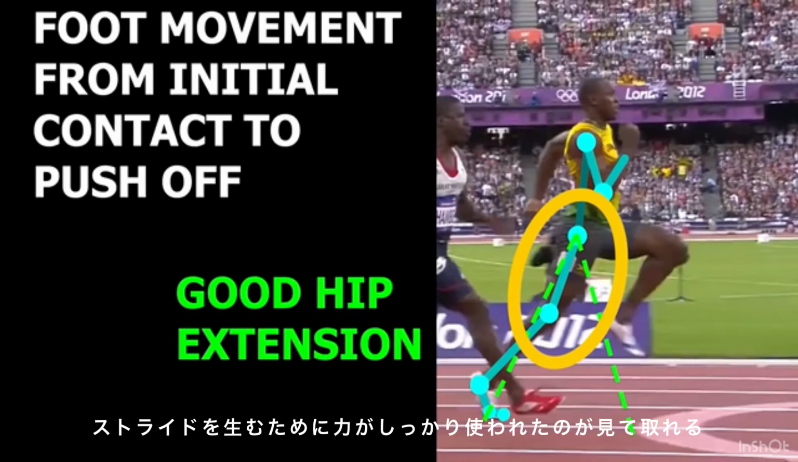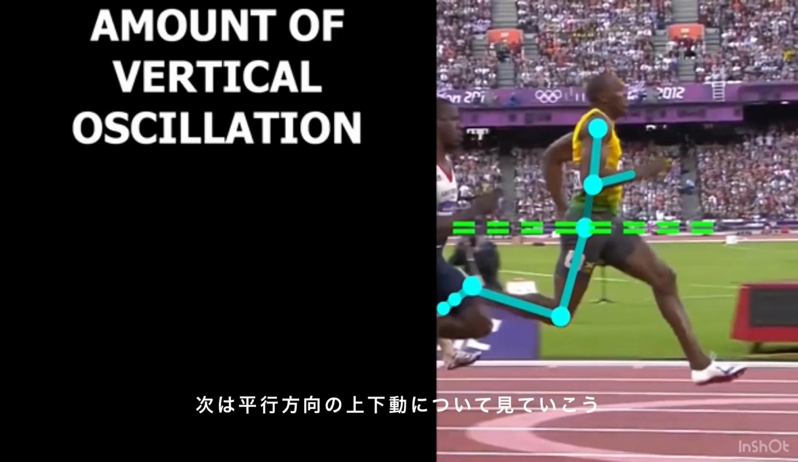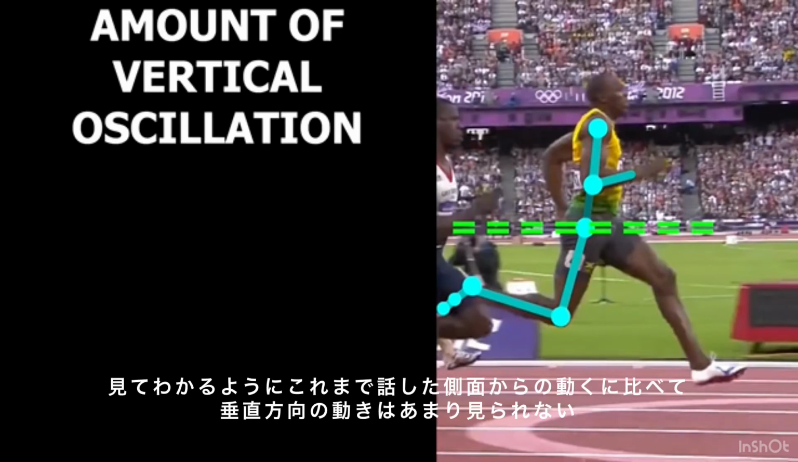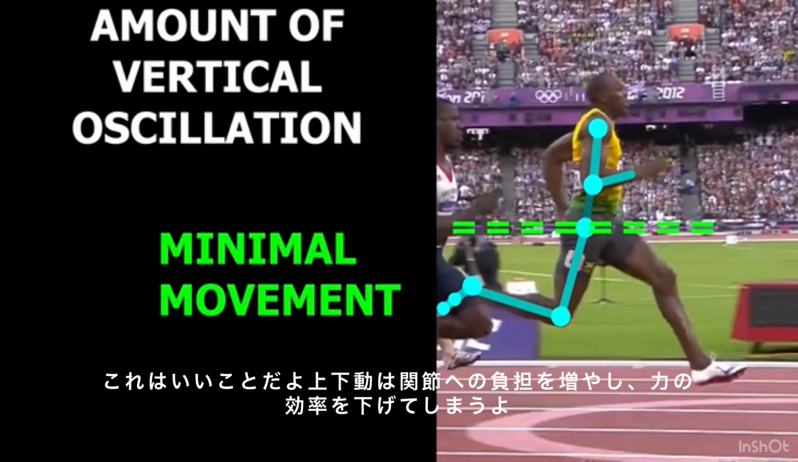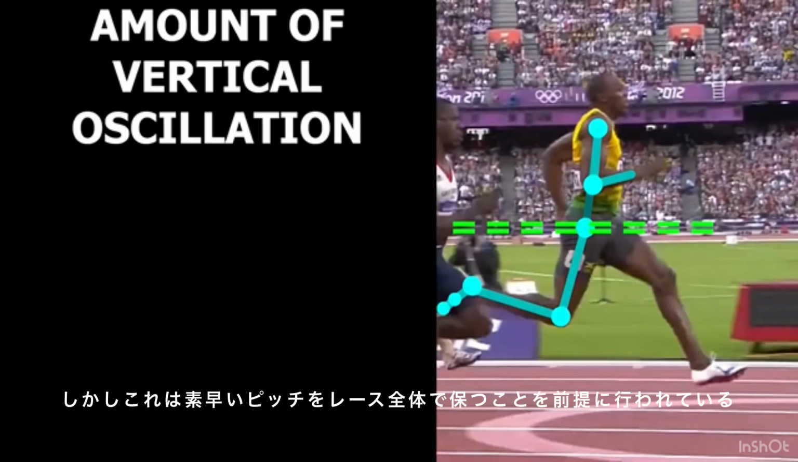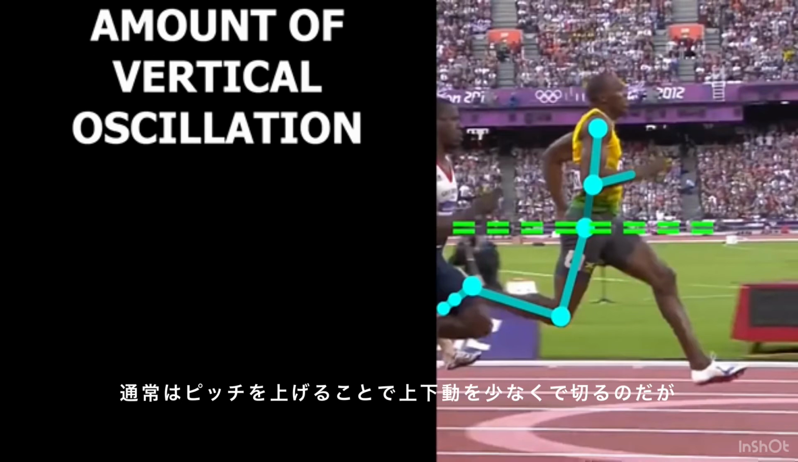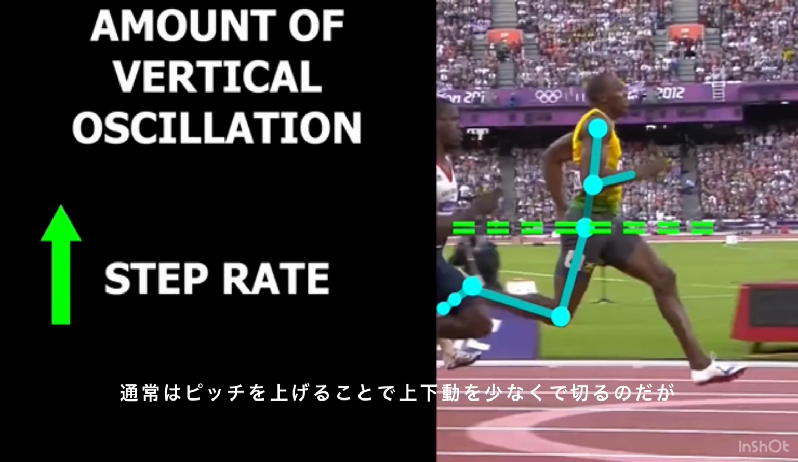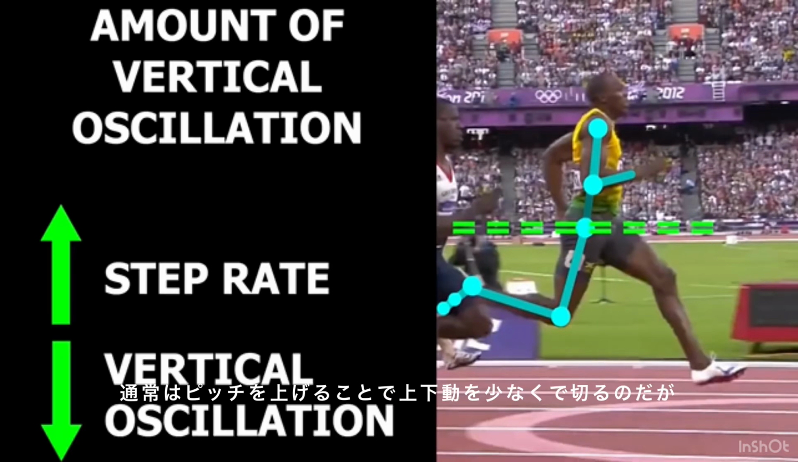Now, we will look at vertical oscillation, which means the amount of up and down movement that occurs as he runs. As you can see, contrary to the lateral movement we talked about earlier, he actually does not present with much vertical movement at all as he runs. This is good as minimal vertical oscillation usually leads to decreased stress on the joints and improved efficiency during running. However, the cause of this may be more predicated on the quick step rate he is able to maintain throughout the race, as usually, the quicker the step rate, the less vertical oscillation that is seen.